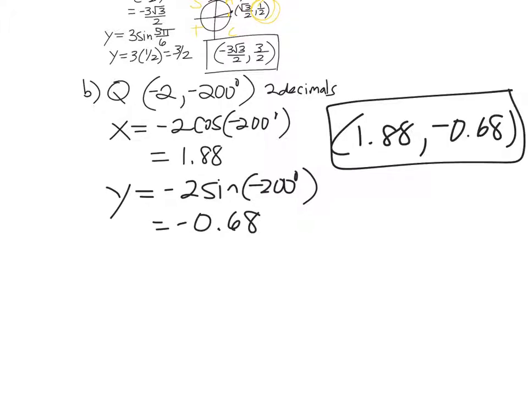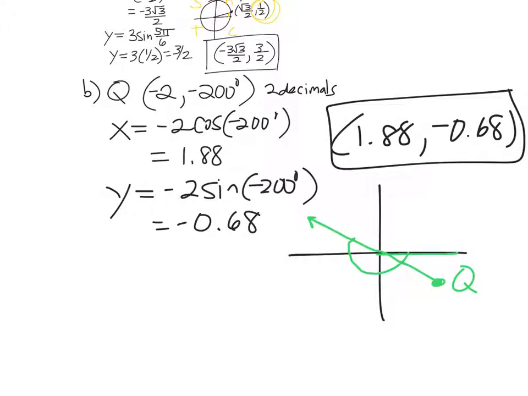All right, let's see. Let's plot this negative 2, negative 200. So negative 200 degrees, where is that? That's in quadrant 2? Yeah, so we go 180 and then a little bit more. So we're over here, but the negative 2 tells me that I got to go negative 2 in this direction. So that would be point Q, which is 1.88, negative 0.68. Pretty good.